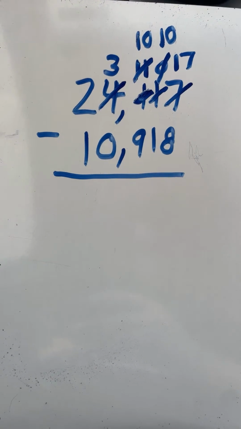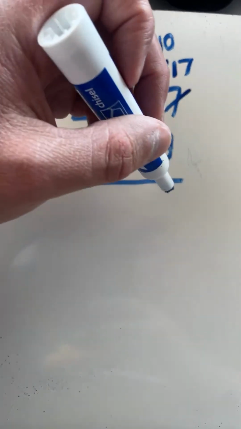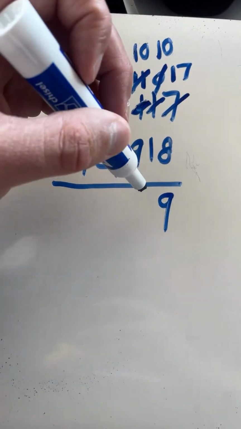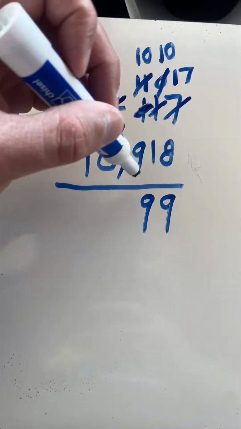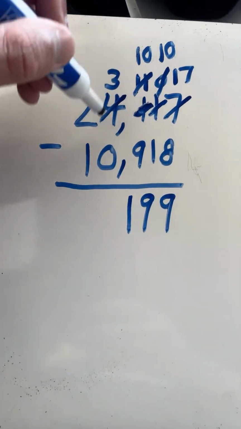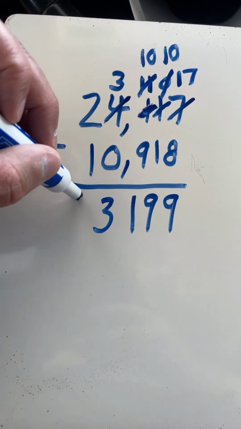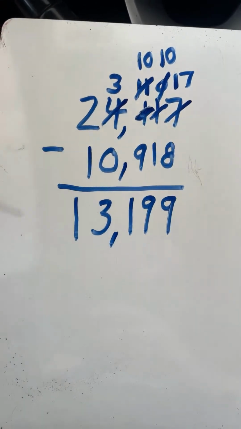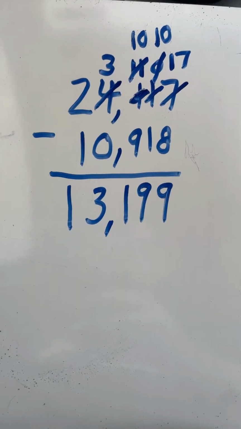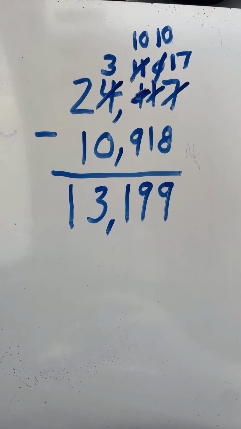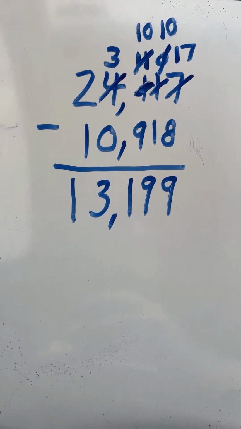So now we are ready to subtract. So starting in the ones place, 17 minus 8 equals 9. 10 minus 1 equals 9. 10 minus 9 equals 1. 3 minus 0 equals 3. 2 minus 1 equals 1. And we have our final answer. 24,117 minus 10,918 equals 13,199.